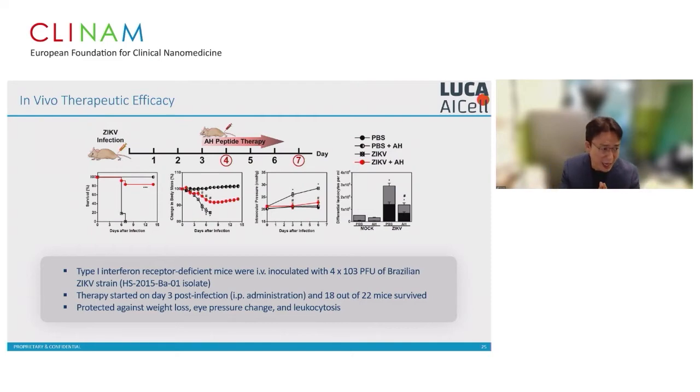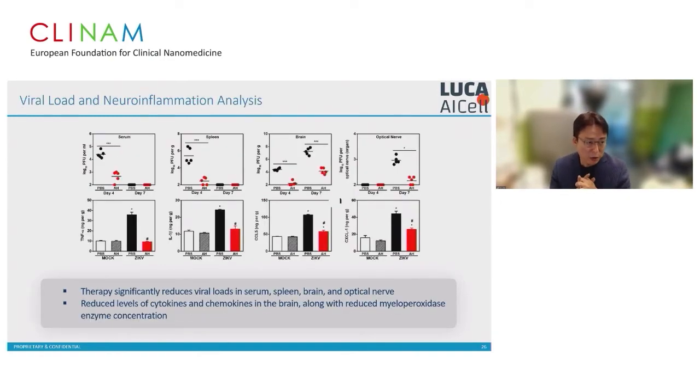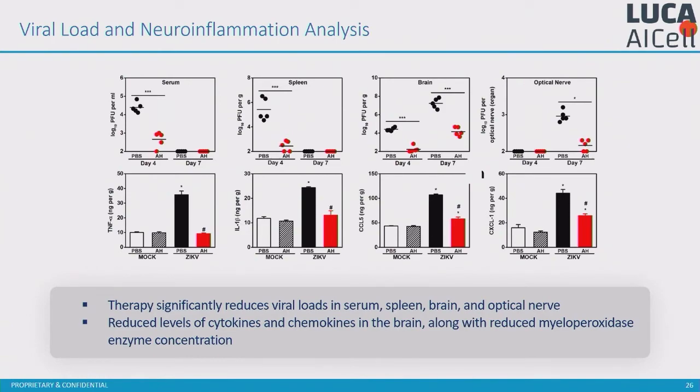In this lethality model, with 100% lethality, we can rescue 86% of the mice. There is also protection against weight loss, eye pressure changes, and so on. As for the viral load, including in the brain, you can clearly see that we decrease the load by 3 logs in serum, spleen, brain, and optic nerve. The therapy significantly reduced the viral load in various places.